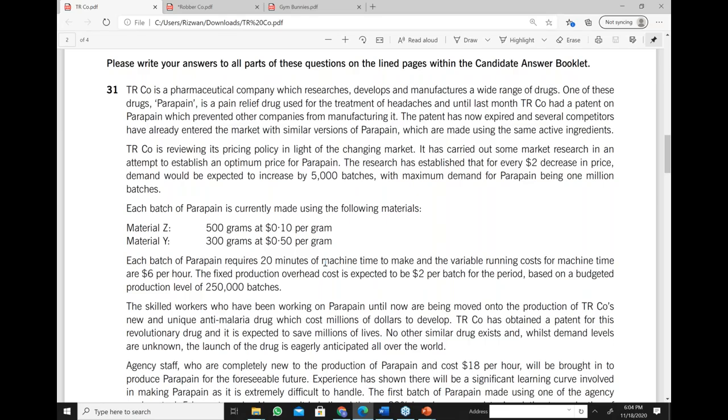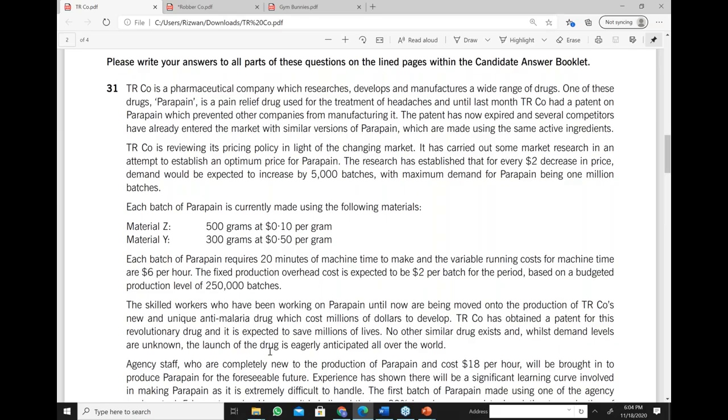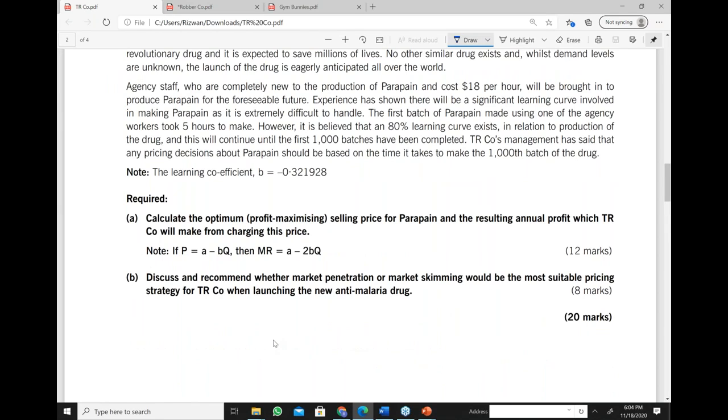Okay. Let's do the similar thing again. Calculate the profit. Calculate the optimum profit maximizing selling price for paraffin and resulting annual profit which TR will make from changing this price.